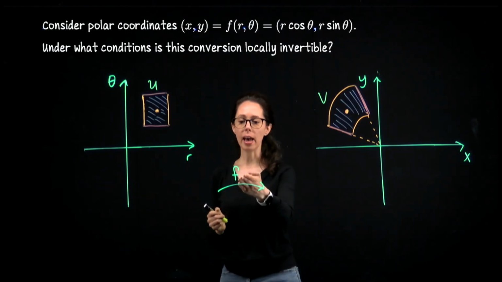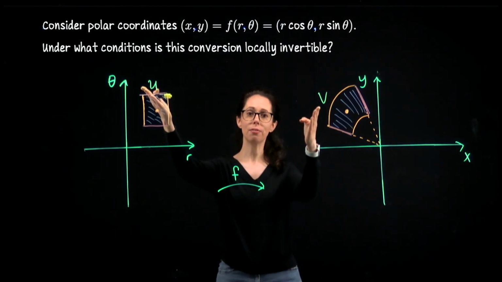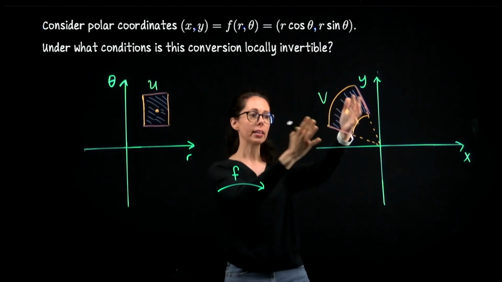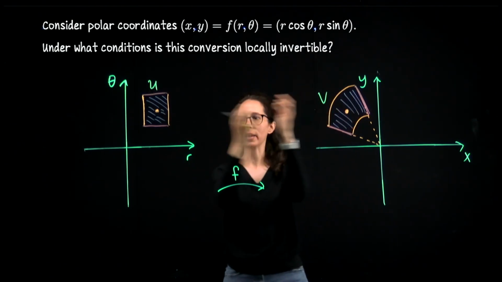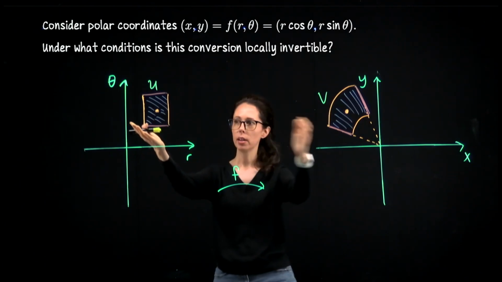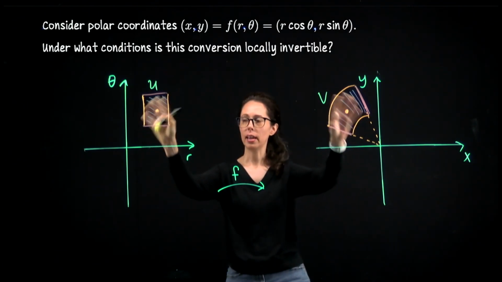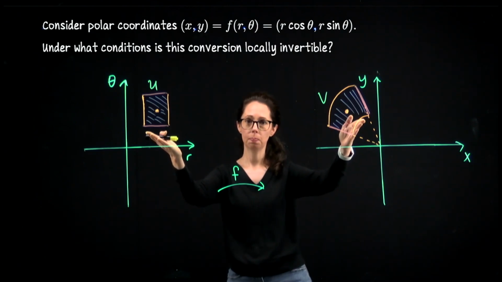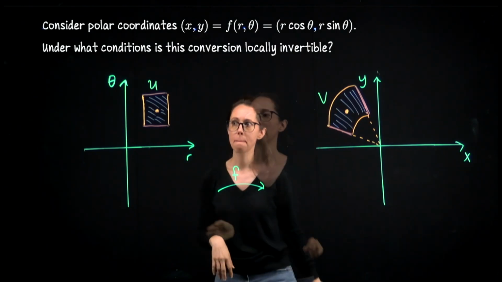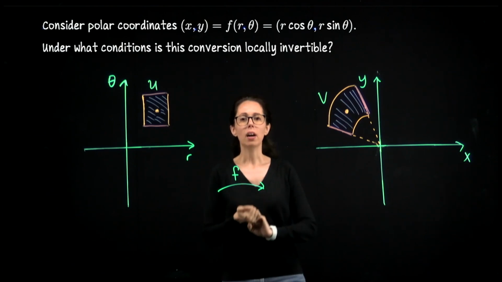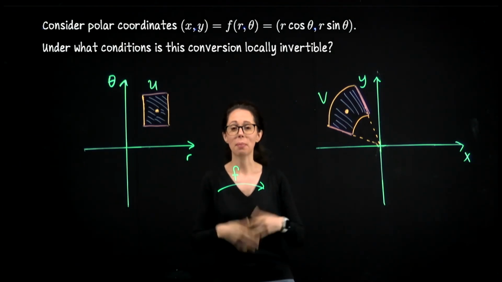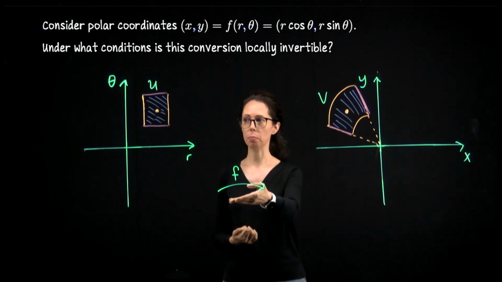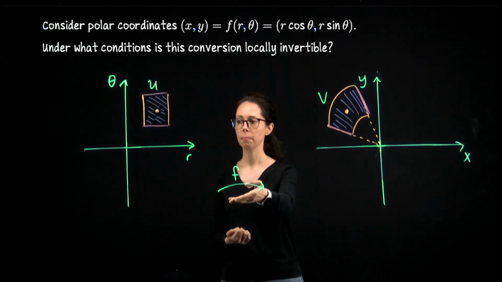If I restrict F as a function from U to V, then just as a map from U to V, it is invertible. So if I'm going to invert V, I'm pulling back specifically to this U. From here to here, and ignoring everything else, the conversion is invertible. Now you might wonder, what are the best, or maybe I should say biggest, neighborhoods U and V on which we could invert the conversion between polar and rectangular coordinates?